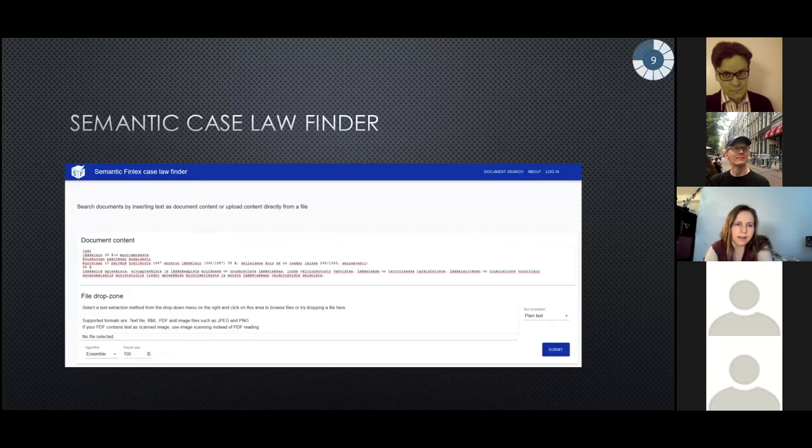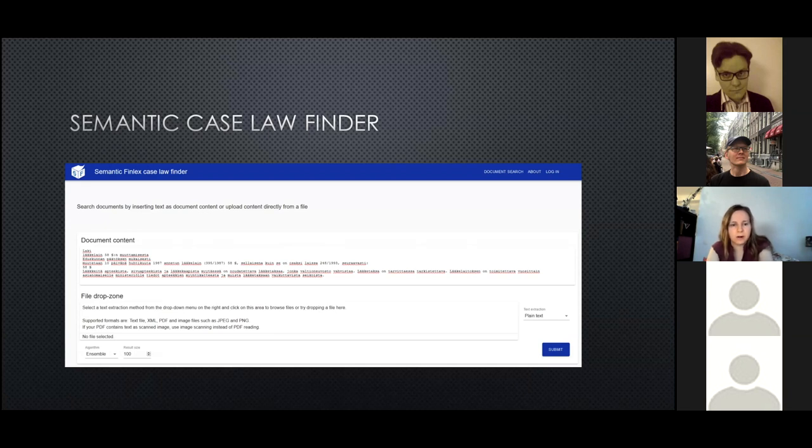The third search application that we have is the Semantic Case Law Finder, which is an application where you can put in a text and it will try to find similar case law documents. You can add there a case law, a court decision, or you can freely describe what you want to find. For example, if you want to find some specific kind of case, or if you yourself are in legal trouble or going to the court and you have a specific kind of case, you can try to find similar kinds of cases with this search.